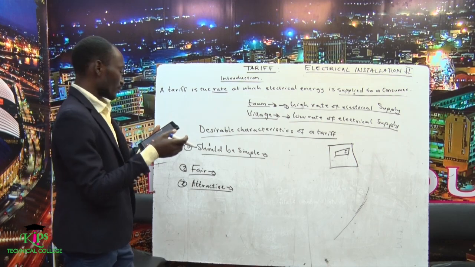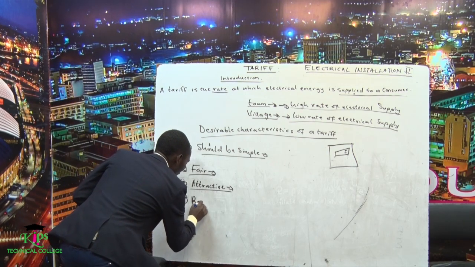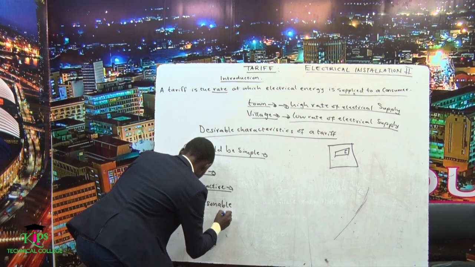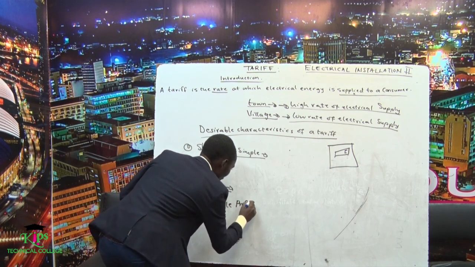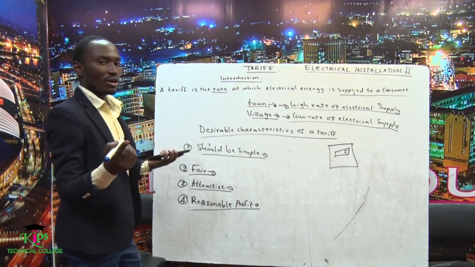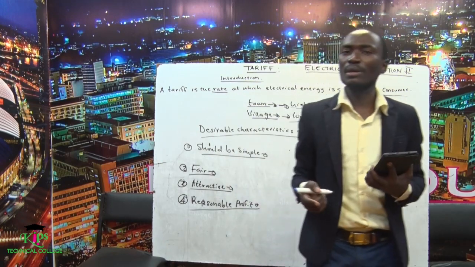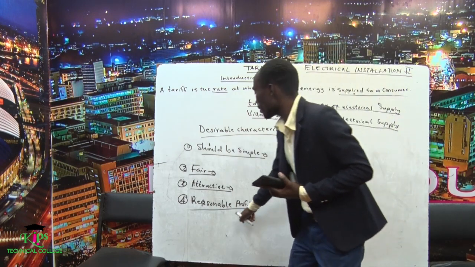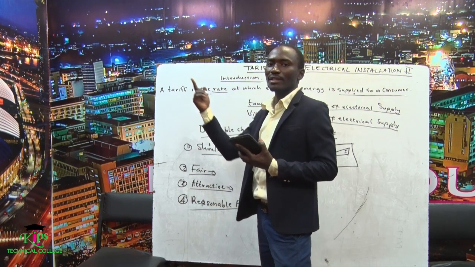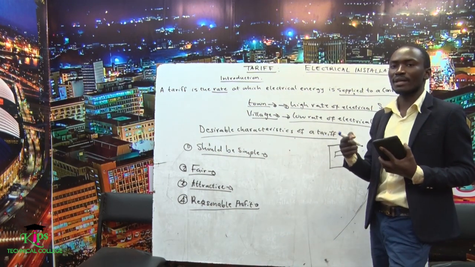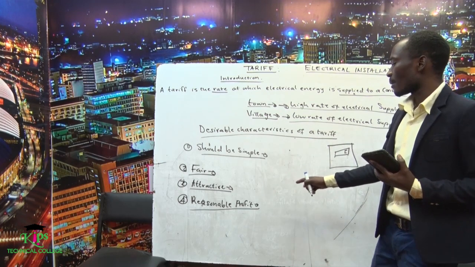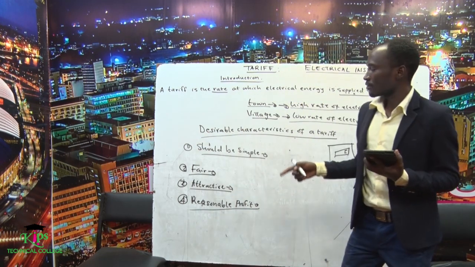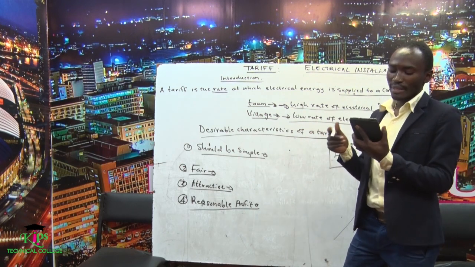The other one is that it should be of reasonable profit. What does it mean by a reasonable profit? If it is the electricity tariff that you are having, it should not be charging so many units to those consumers that you are supplying the electricity to. So a good tariff should make a reasonable profit. You should not charge the customers so much on this electricity tariff. So that is a characteristic of a good tariff.